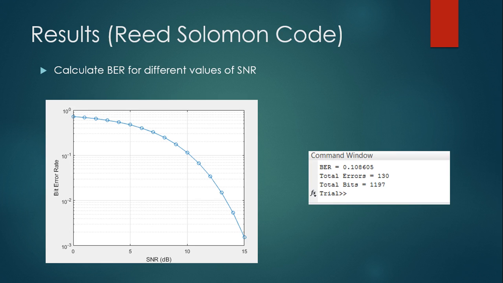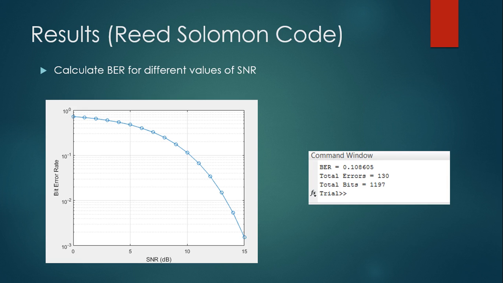So these are the results of my code, which I've done in MATLAB. I will explain this more in the project demonstration. Basically, in the diagram on the left side, I have calculated the bit error rate for different values of signal to noise ratio. I had an array of signal to noise ratio values, and for each value I calculated a bit error rate, and therefore I was able to plot the bit error rate for different values of signal to noise ratio.